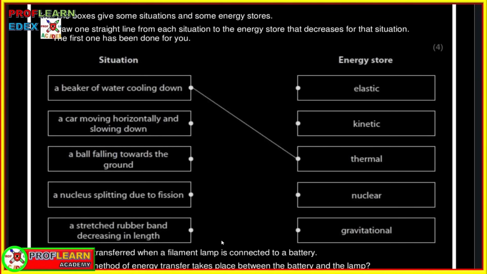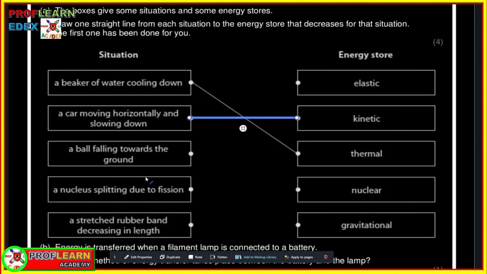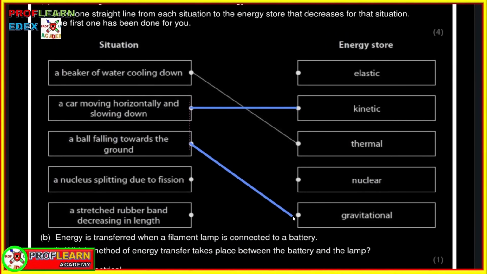Since that one was done for us, we need now to move down. A car moving horizontally and slowing down. What actually decreases here? It is the kinetic energy store that decreases. We are going to talk about a ball falling towards the ground. This is the gravitational potential energy store that decreases.